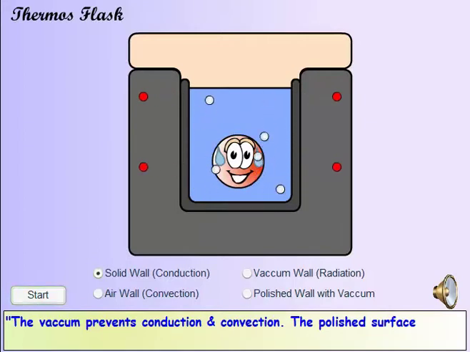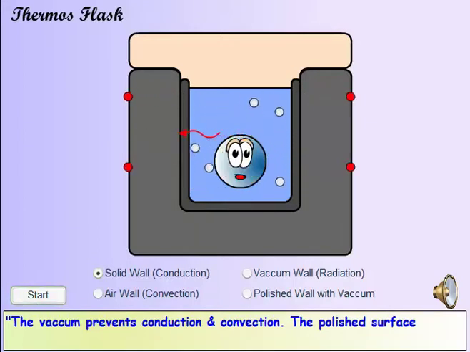In a thermos flask, a vacuum separates the inner wall from the outer. If a solid wall was used instead of a vacuum, the heat would have leaked out by conduction. If an air wall was used, the heat would have leaked out by convection. By using a vacuum, conduction and convection are eliminated. But radiation can take place through a vacuum, since it does not require a medium.